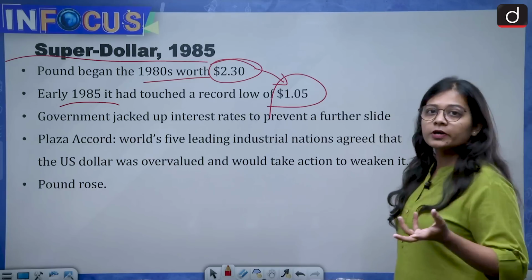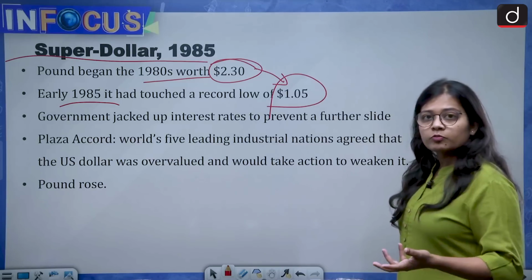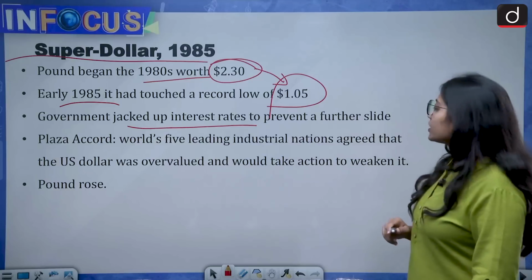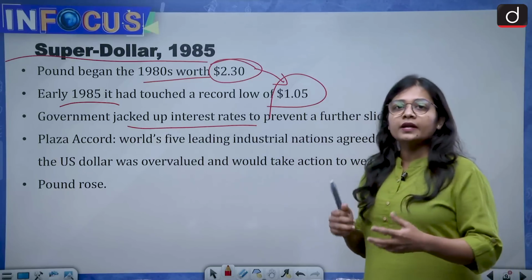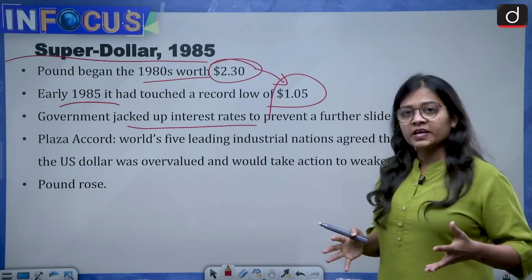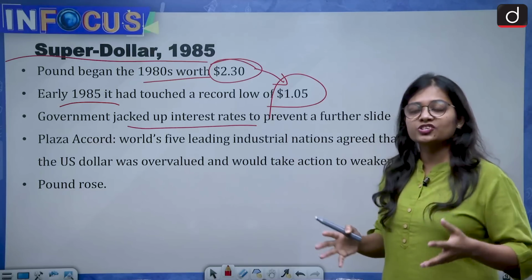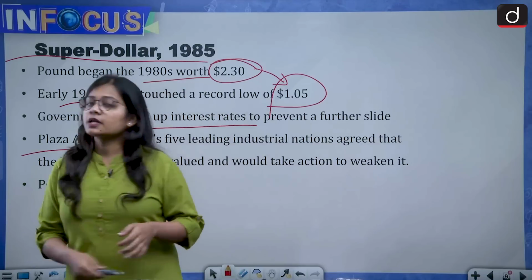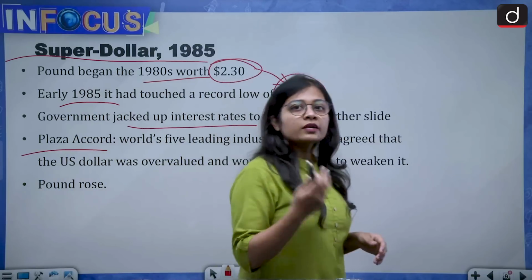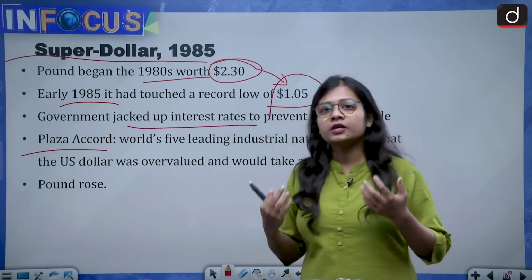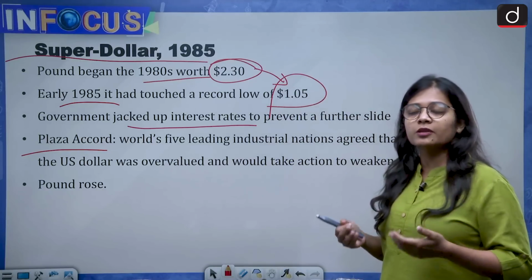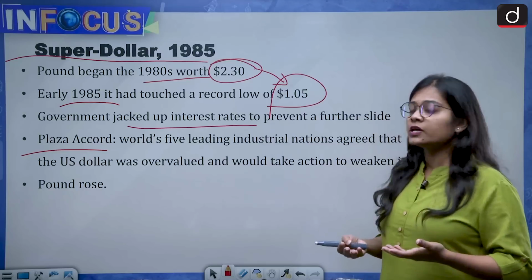So what did the government do when the pound was not performing well? They again put up the interest rates to prevent a further slide. And a few of the biggest industrial economies at that point in time participated in the Plaza Accord, so that the strengthening of the dollar could be prevented and all the other currencies going through a crisis could be raised.